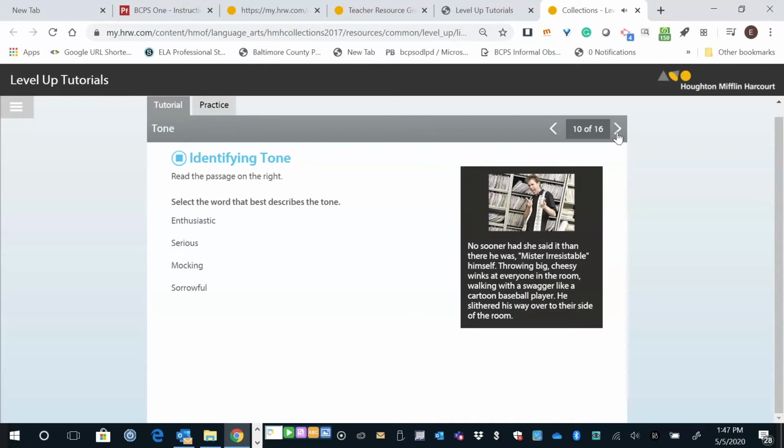Read the passage on the right. Click the word that best describes the tone. The words are enthusiastic, serious, mocking, sorrowful.